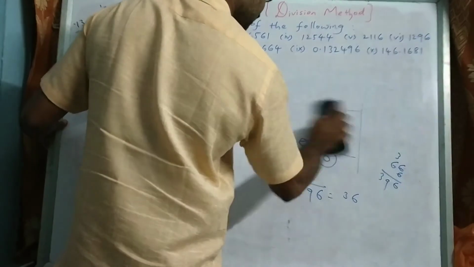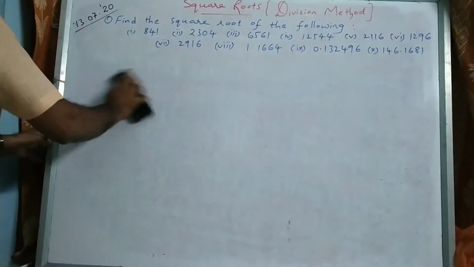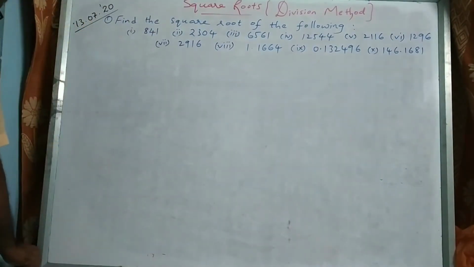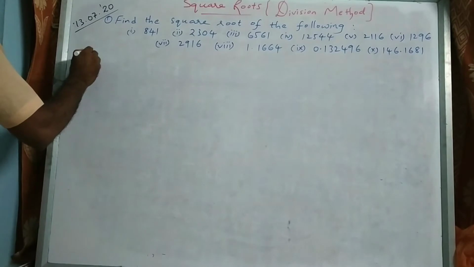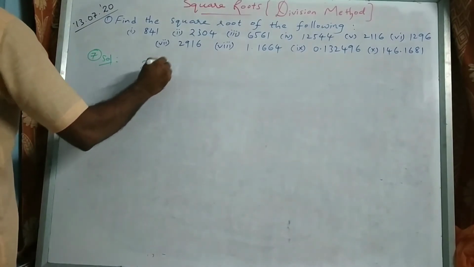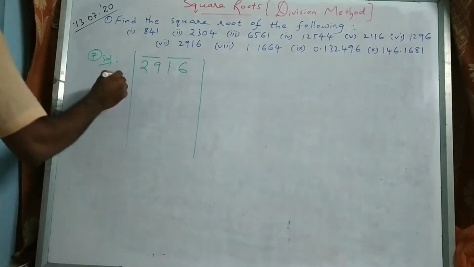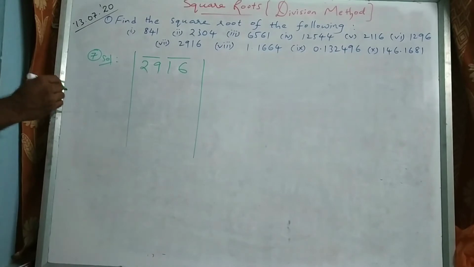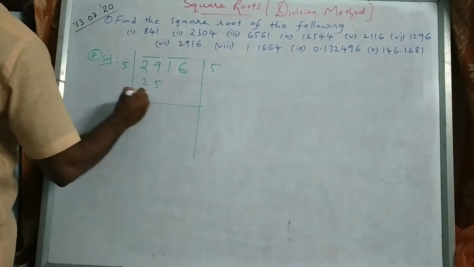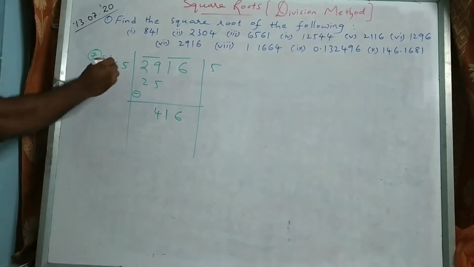Seventh one, 2916. So make a pair. 5 5s are 25, 6 6s are 36. So 5 5s are 25. Subtract: 4 1 6.